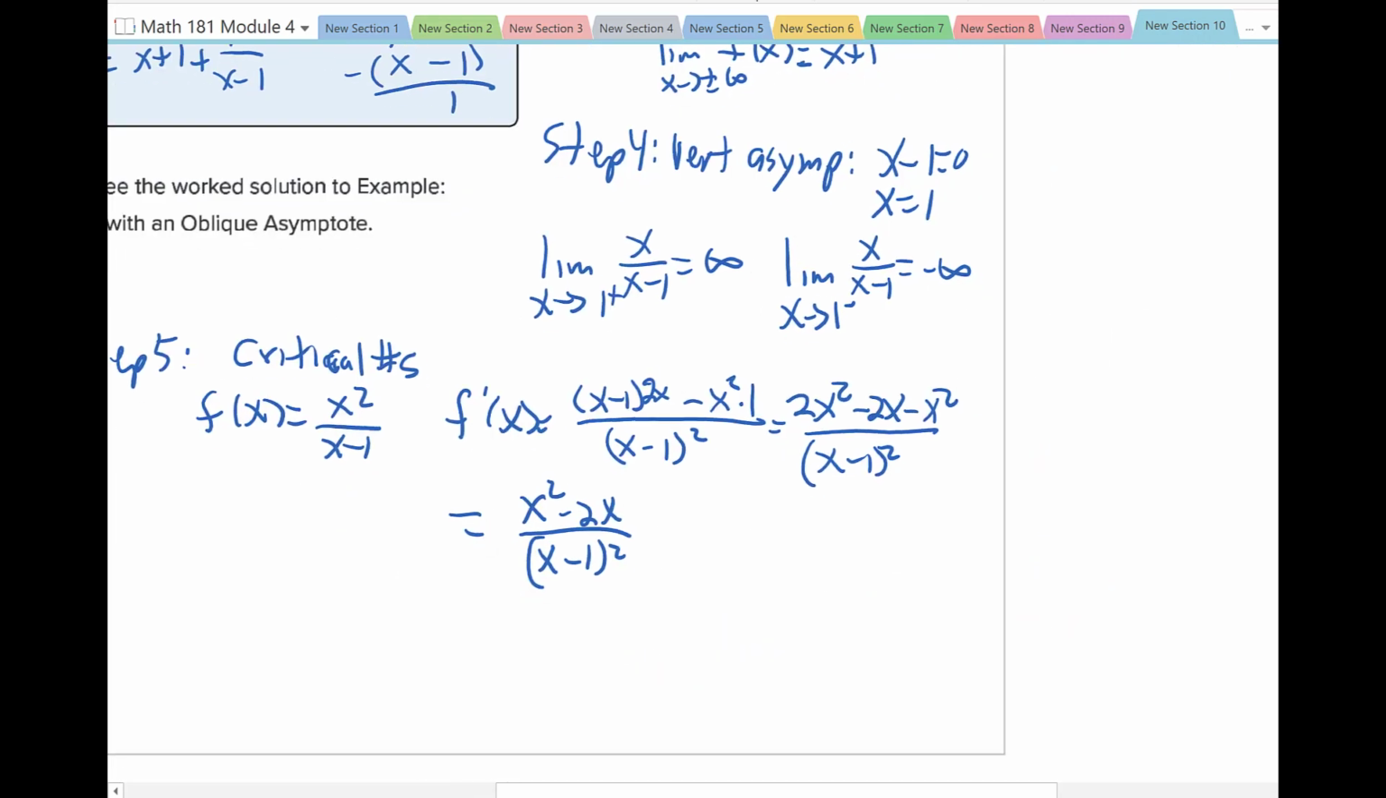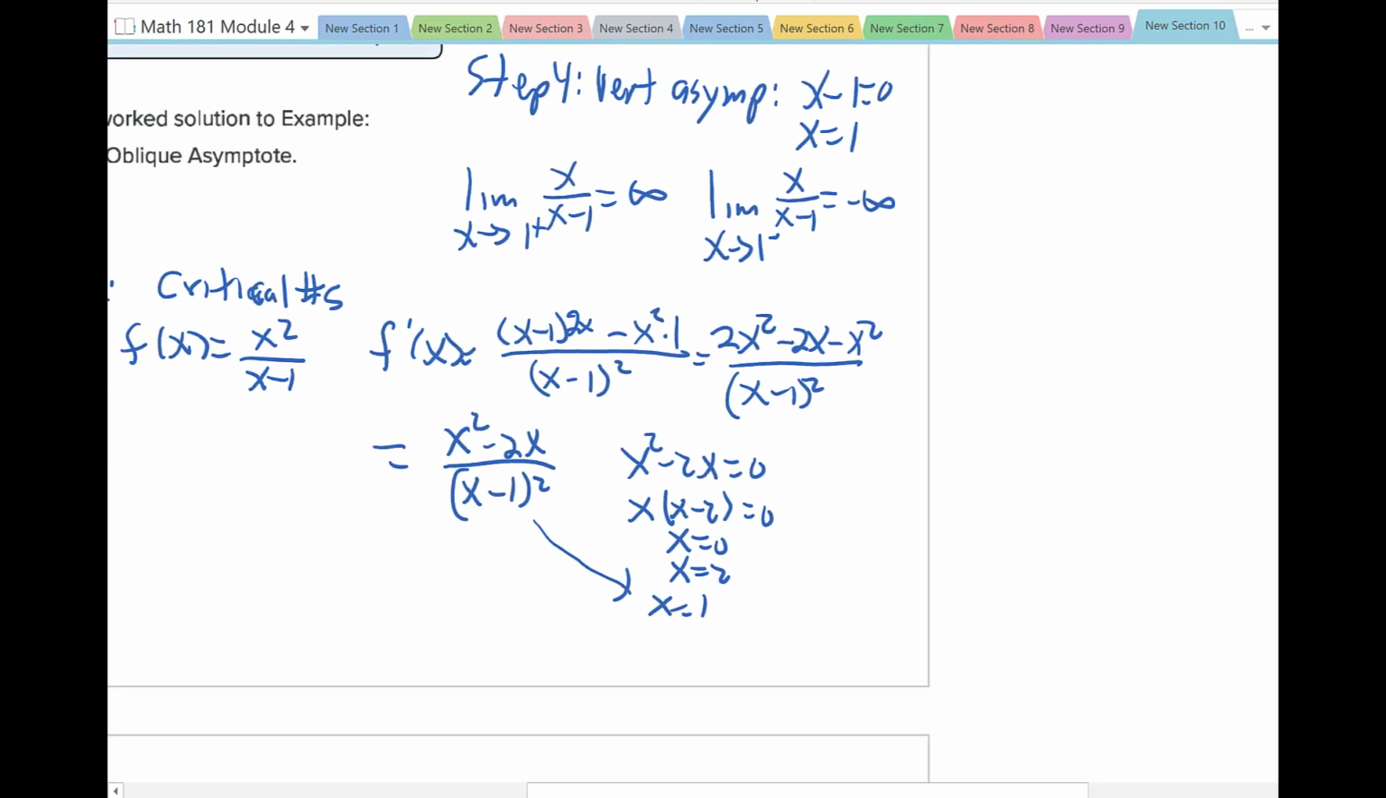So we can take that numerator and set it equal to 0. That's going to be x times x minus 2 equals 0. So x equals 0 and x equals 2 are critical numbers. And we also have that x equals 1 to explore. So I'll do that here.